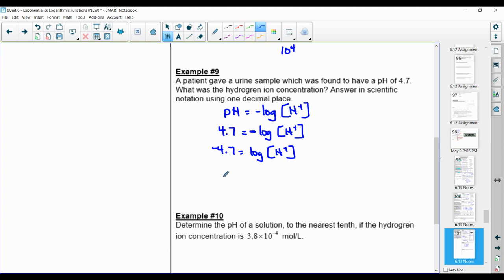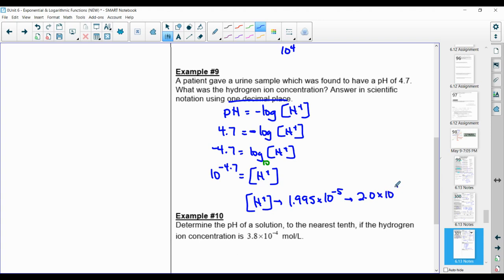And rewriting that as an exponent, remember that there is a 10 there. Rewriting this as an exponent, we have 10 to the negative 4.7 equals H positive. Writing that as scientific notation, on our calculator, we're going to have 1.995 times 10 to the negative 5. However, we're asked to round to 1 decimal place. So the 9 will round up the 1. So going to 1 decimal place, we're going to have 2.0 times 10 to the negative 5 moles per liter.